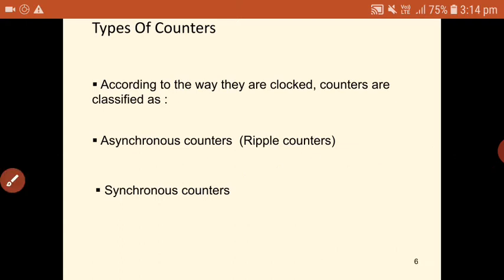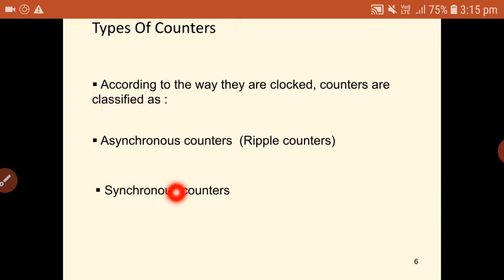Okay, and in the case of asynchronous counters, clock input is applied only to the first flip-flop, and the clock input for the subsequent flip-flops will be derived from the outputs of previous flip-flops. That is the concept involved in asynchronous counters. That means the clock input for all the flip-flops is not the same. You are not applying the clock input to all the flip-flops at a time. That is the meaning of asynchronous counters.